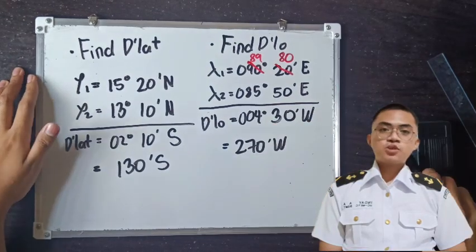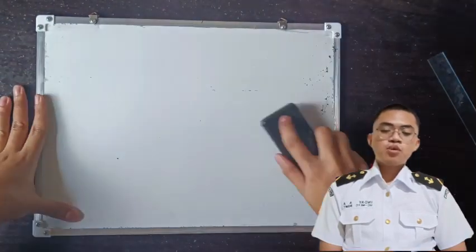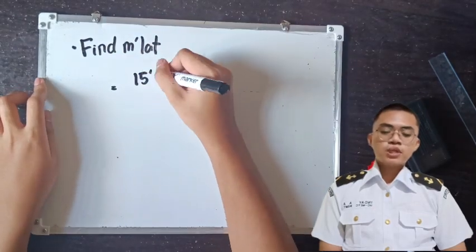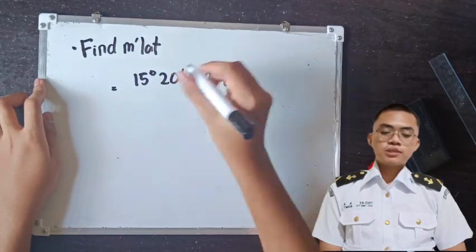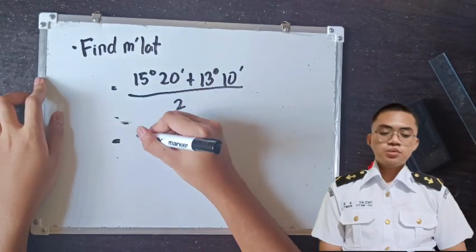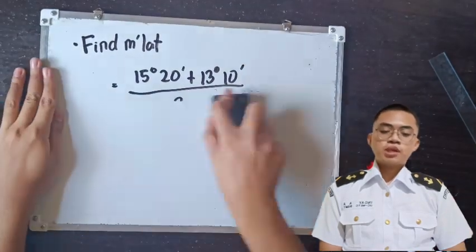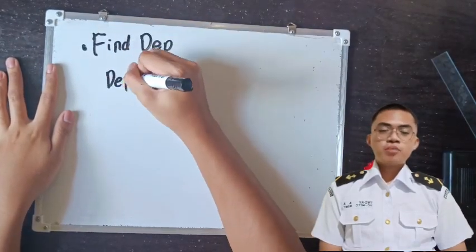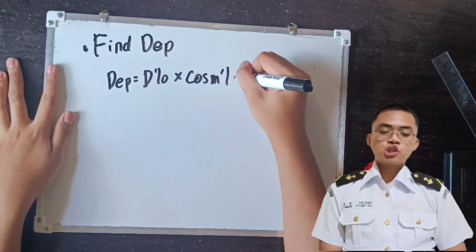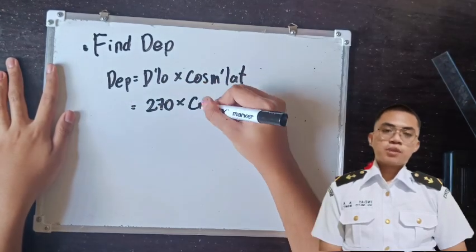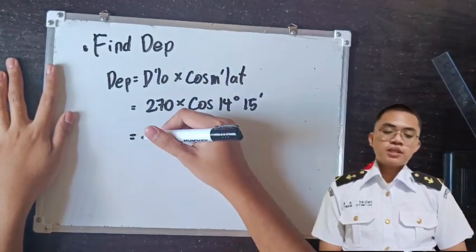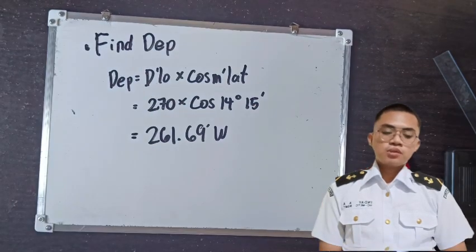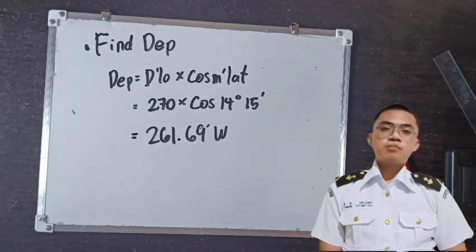The next step is to find the mean latitude. Since both the latitudes are in the same hemisphere, we must add. Therefore, 15 degrees 20 minutes plus 13 degrees 10 minutes divided by 2 is equal to 14 degrees 15 minutes north. The departure can be found by using the formula departure is equal to d-long times cos m-lat. 270 times cosine 14 degrees 15 minutes is equal to 261.69 minutes west.